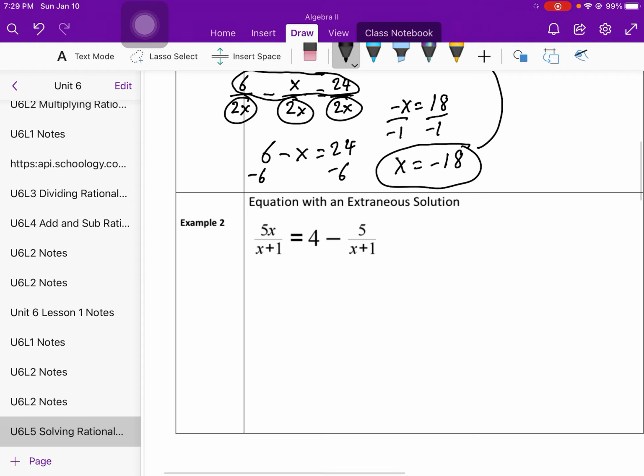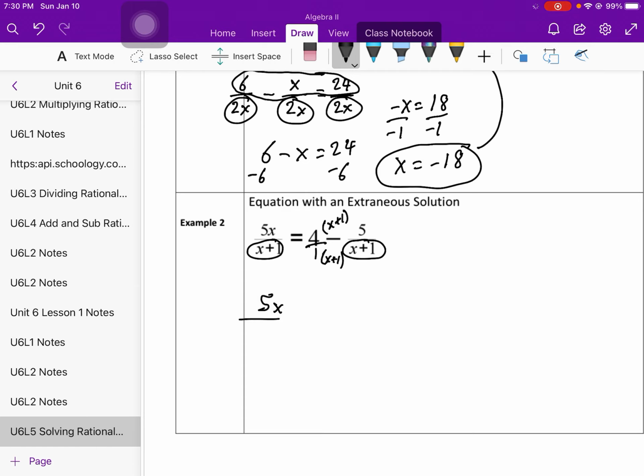Equation with an extraneous solution. An extraneous solution means an extra solution that doesn't actually work. So 5x over x plus 1 equals 4 minus 5 over x plus 1. This time we have x plus 1. Remember, if you want to make this into a fraction, you just put it over 1. So the factor that we're missing is x plus 1 on the bottom of this one. So what we're going to do then is multiply just this one by x plus 1 on the top and the bottom, x plus 1.